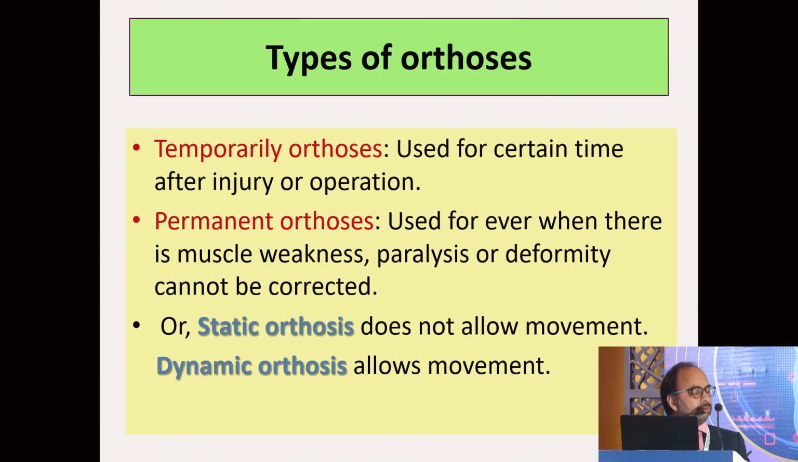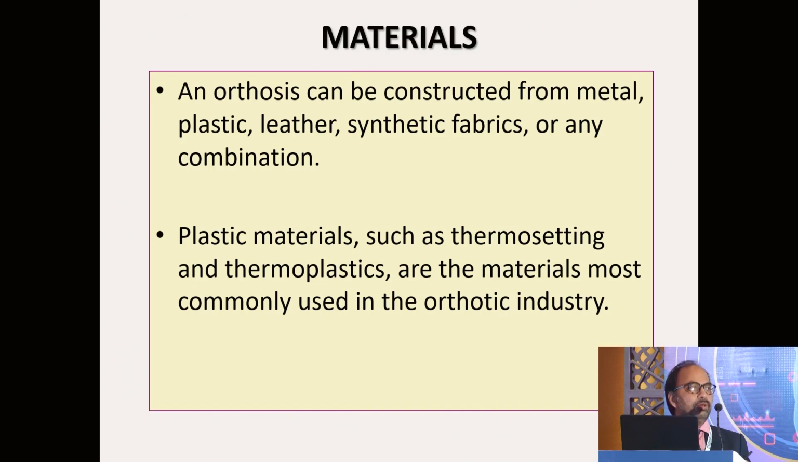Sometimes we use other terms also, static orthosis or dynamic orthosis. Static orthosis does not allow movement, and dynamic orthosis allows movement. Coming to the material part, orthosis can be made from metal, plastic, leather, synthetic fibers, or any combination. Plastic materials such as thermosetting and thermoplastic are the most commonly used in the orthotic industry, and in our country also we are mostly using these.